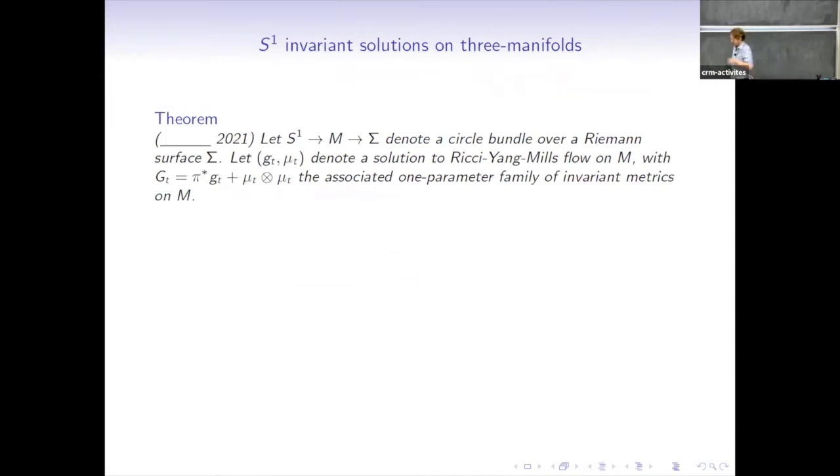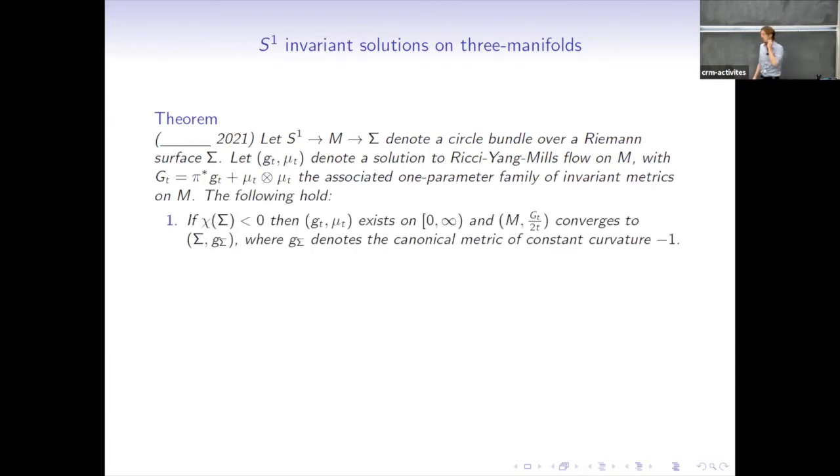Okay, but so, excuse me, in this ansatz we get a complete description of the flow. So this is the theorem from earlier this year. Maybe I don't have to really say this part, I'm just repeating what the ansatz is from the previous slide. And we get the following four statements.